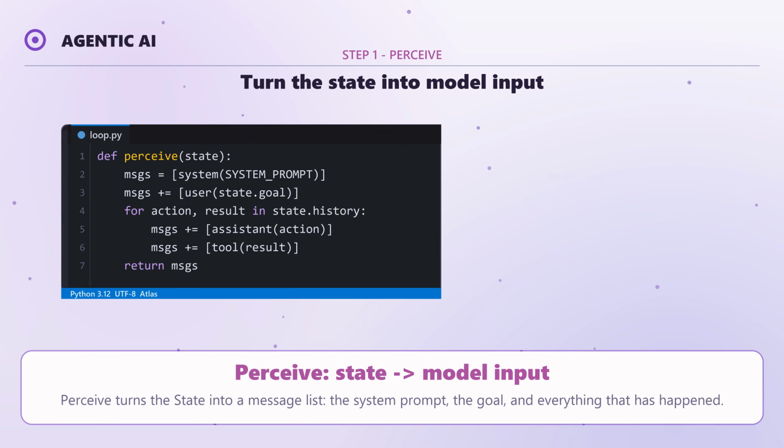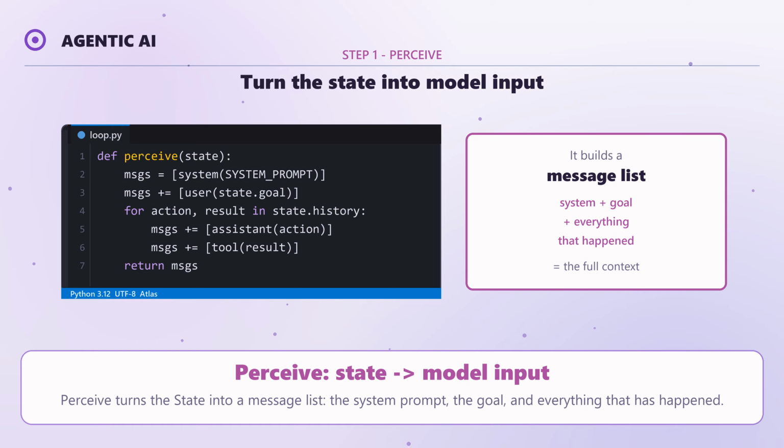Step 1, perceive. Perceive's job is to turn the current state into something the model can actually read, a list of messages. It starts with the system prompt, adds the user's goal, and then replays the history. Every past action the agent took, and every result it got back. The output is the full context, where we are and everything that got us here. Give the model a clear picture of the state, and the next step can reason well.